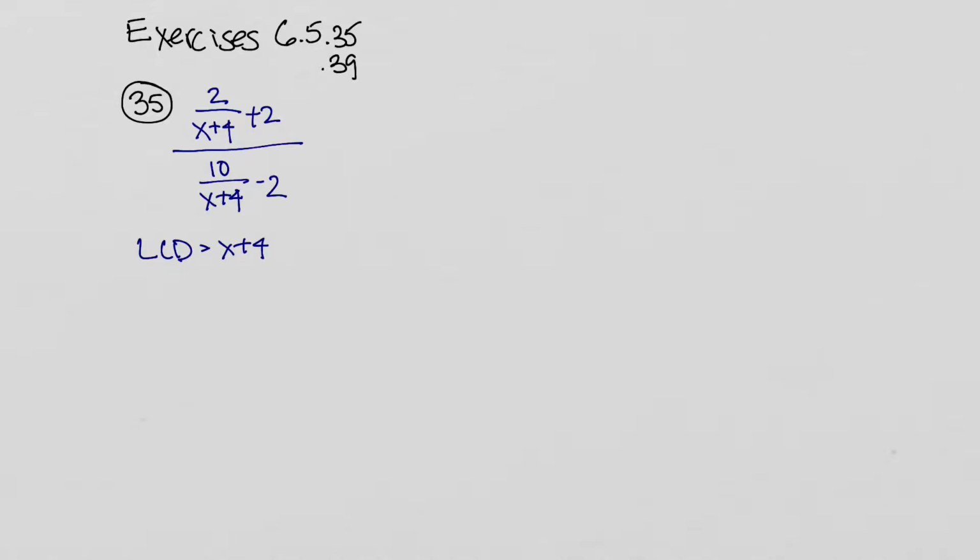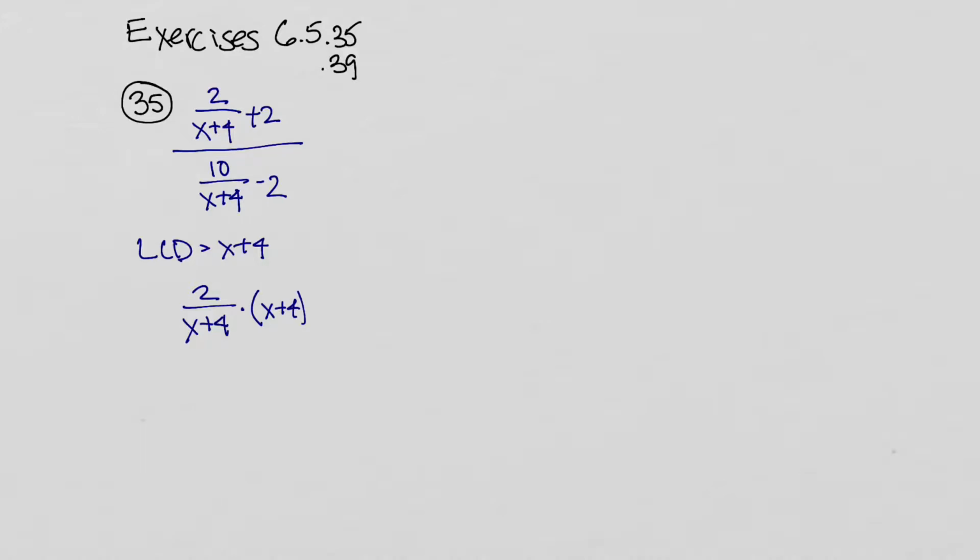And now what we're going to do is write this LCD next to each original term. So I'll write this here, here, here, and here. Now we just have to get the right notation for this. We're going to write this 2 over x plus 4 times this LCD. Now the LCD has more than one term, so we're going to use parentheses to capture all of it. So I'll write x plus 4 like this.